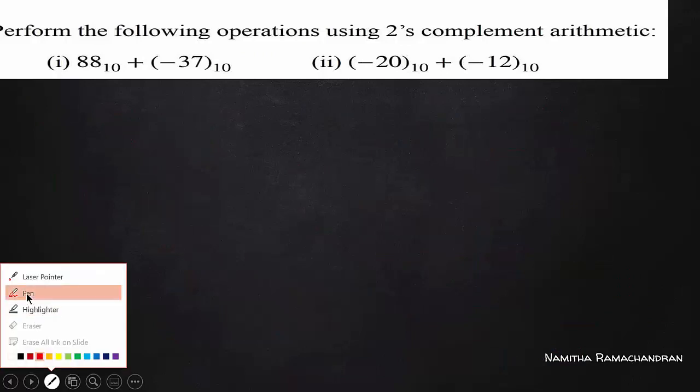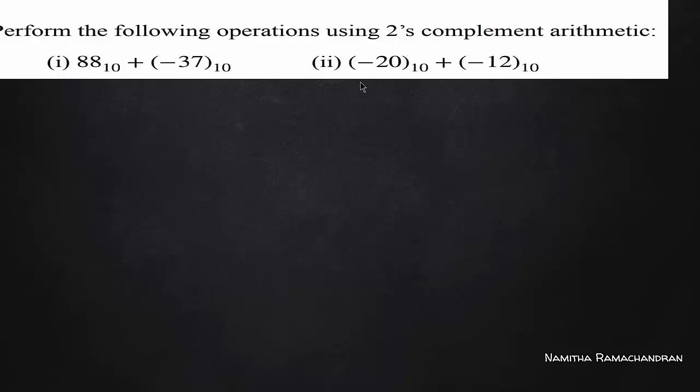So consider the second question. The second question is actually minus 20 plus minus 12, right? So this is a pure case of addition. Both the numbers are with equal sign. Both are negative. In that case, we have to perform addition. But in the case of the first one, one is positive and another is negative. That means there we need to perform a subtraction.